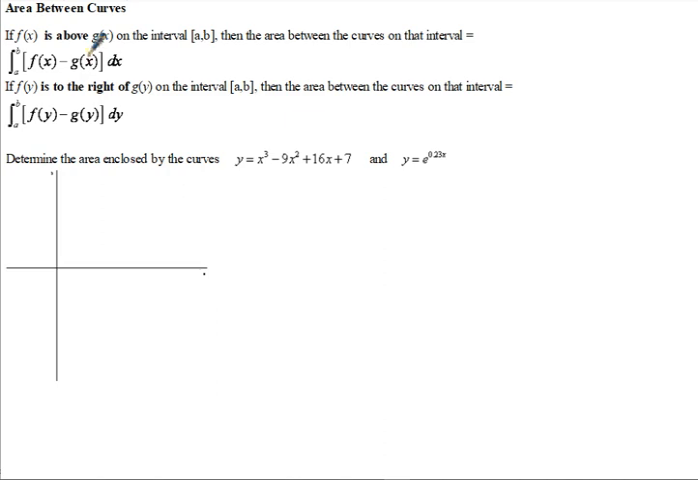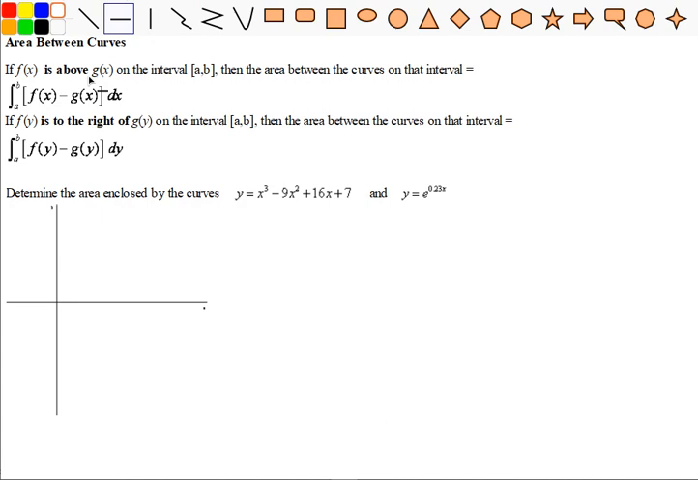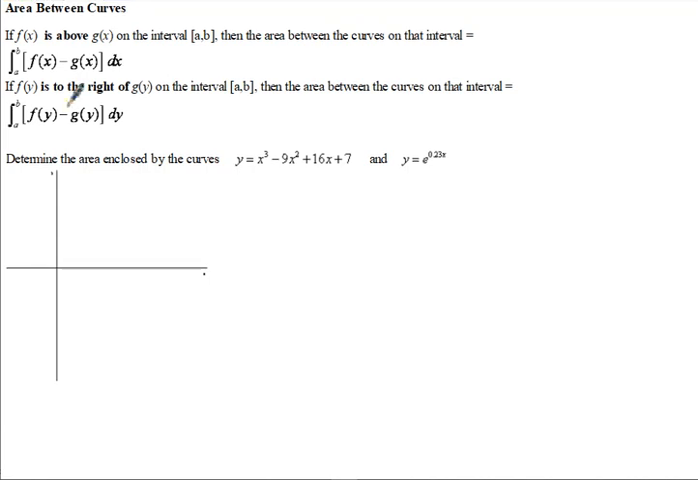Remember, if you use a vertical rectangle with dx, then it's f of x minus g of x, where f of x is above g of x, so it's the top minus the bottom. Versus if you have a horizontal rectangle with dy when you're doing area, then area is f of y minus g of y, and f of y is the one to the right of g of y. That's the one where the bigger x coordinate goes first.